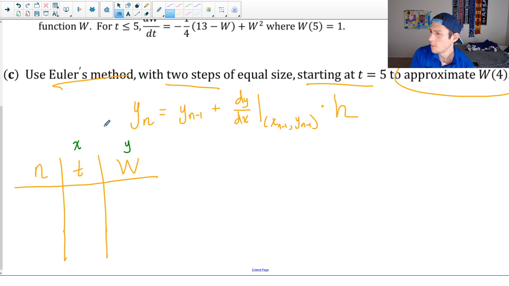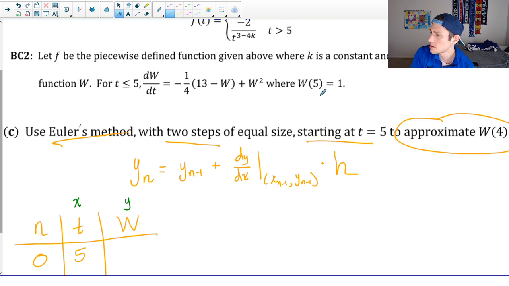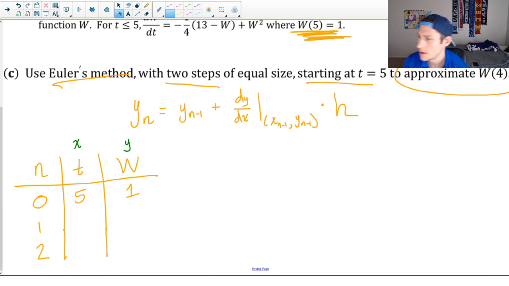All right. We know this is 2 steps, so n will start at 0 and go up to 2. Our initial value we're starting at t equals 5, so I'll start at 5. And we already know from the problem, if t is 5, then w is 1. Okay, so here's my starting point of information.